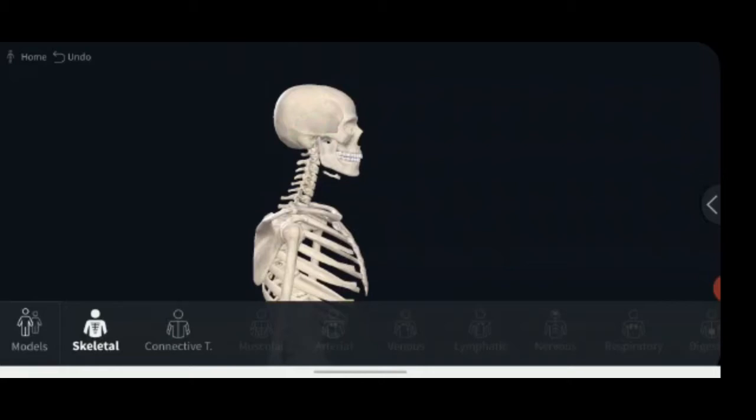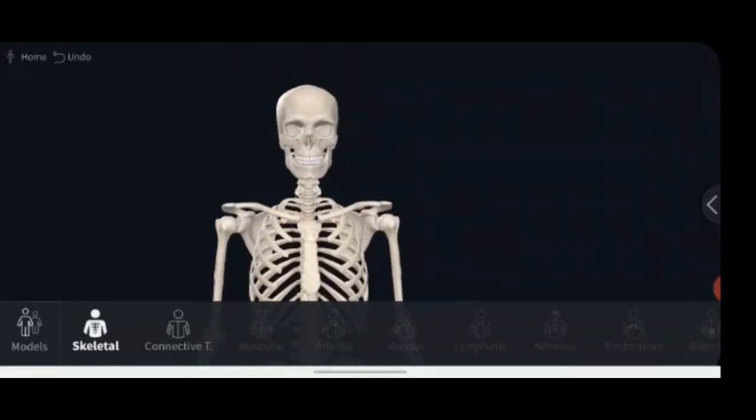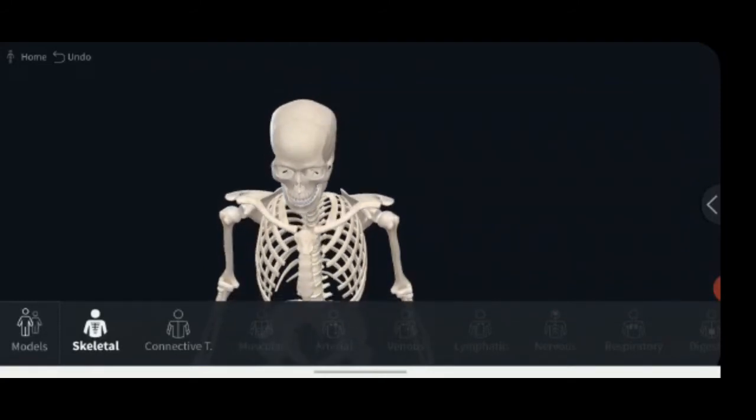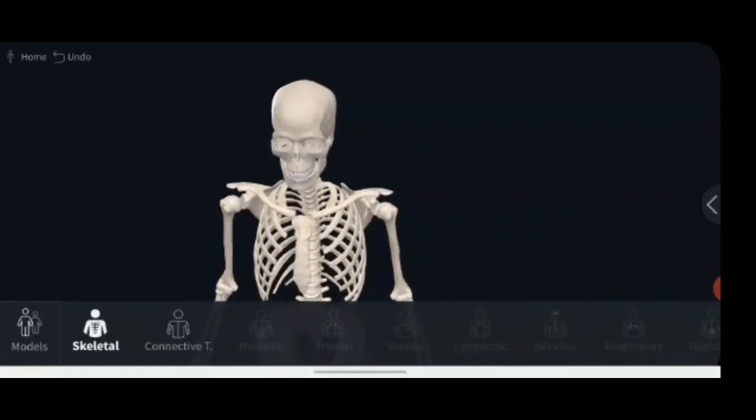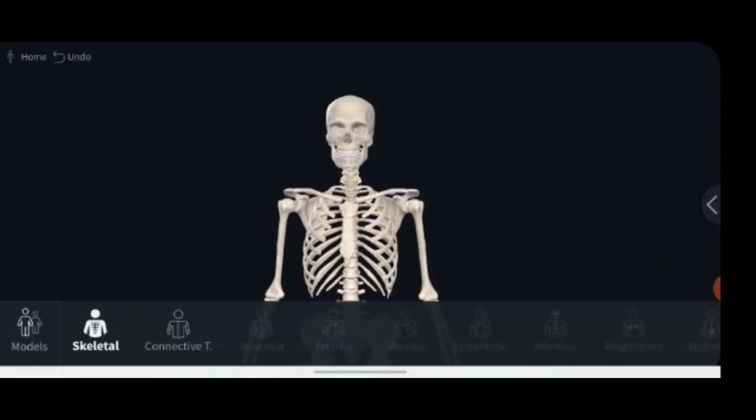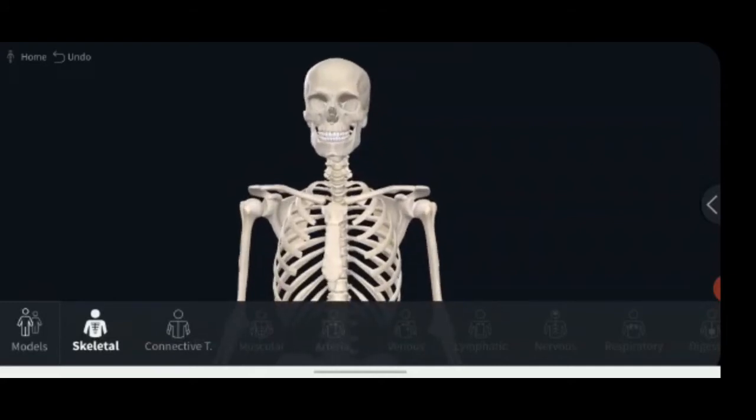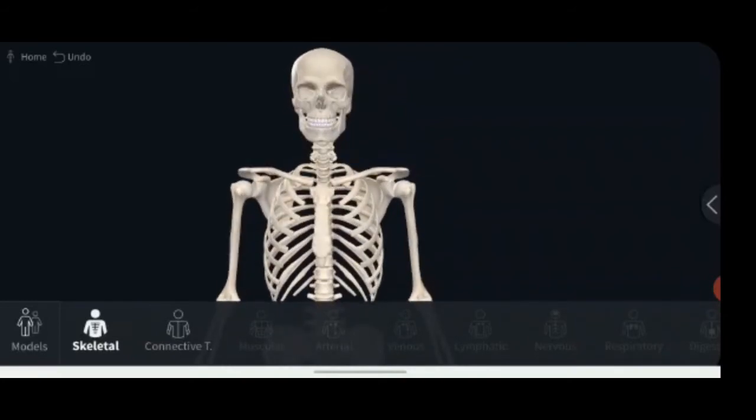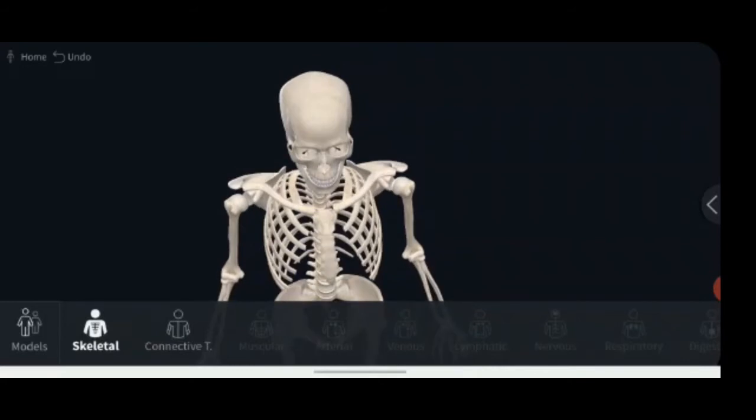The articulated skull consists of two parts: the neurocranium and the splanchnocranium. This is the neurocranium, and the splanchnocranium is the facial skeleton. The neurocranium includes those bones which enclose the cranial cavity. So the bones which form the cranial cavity are called the neurocranium. Eight bones form the neurocranium.